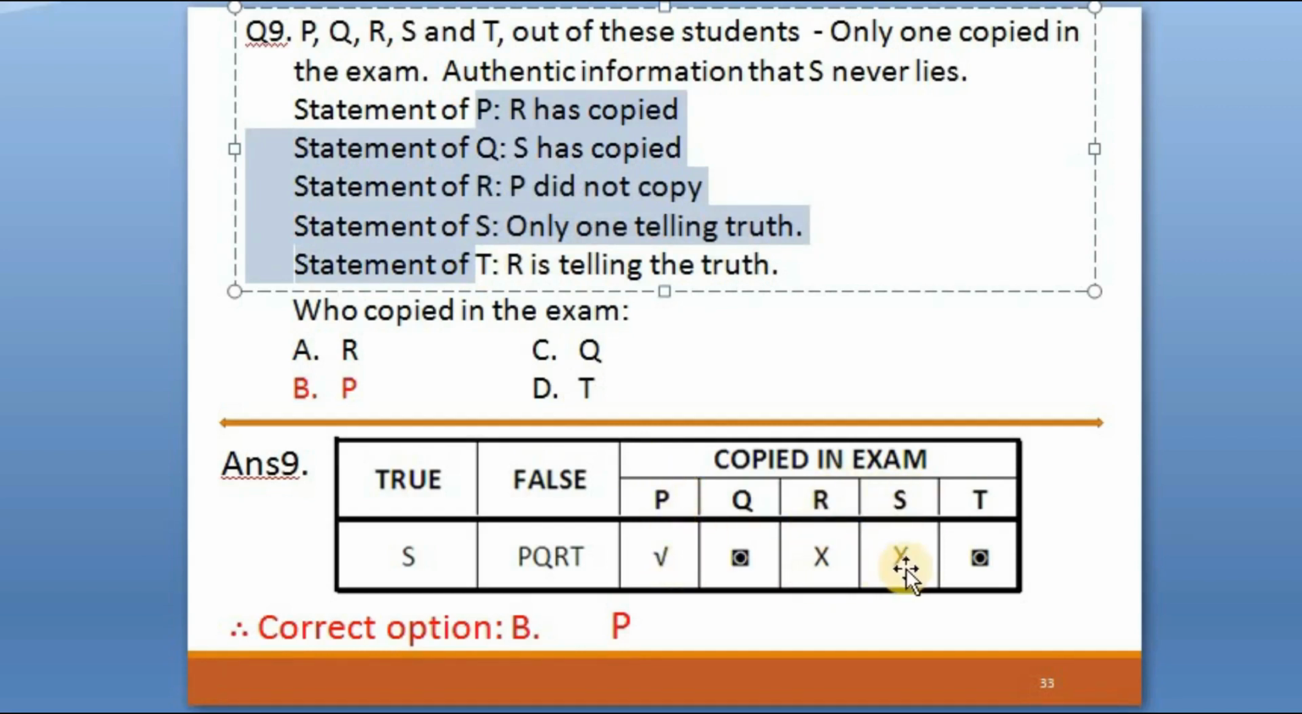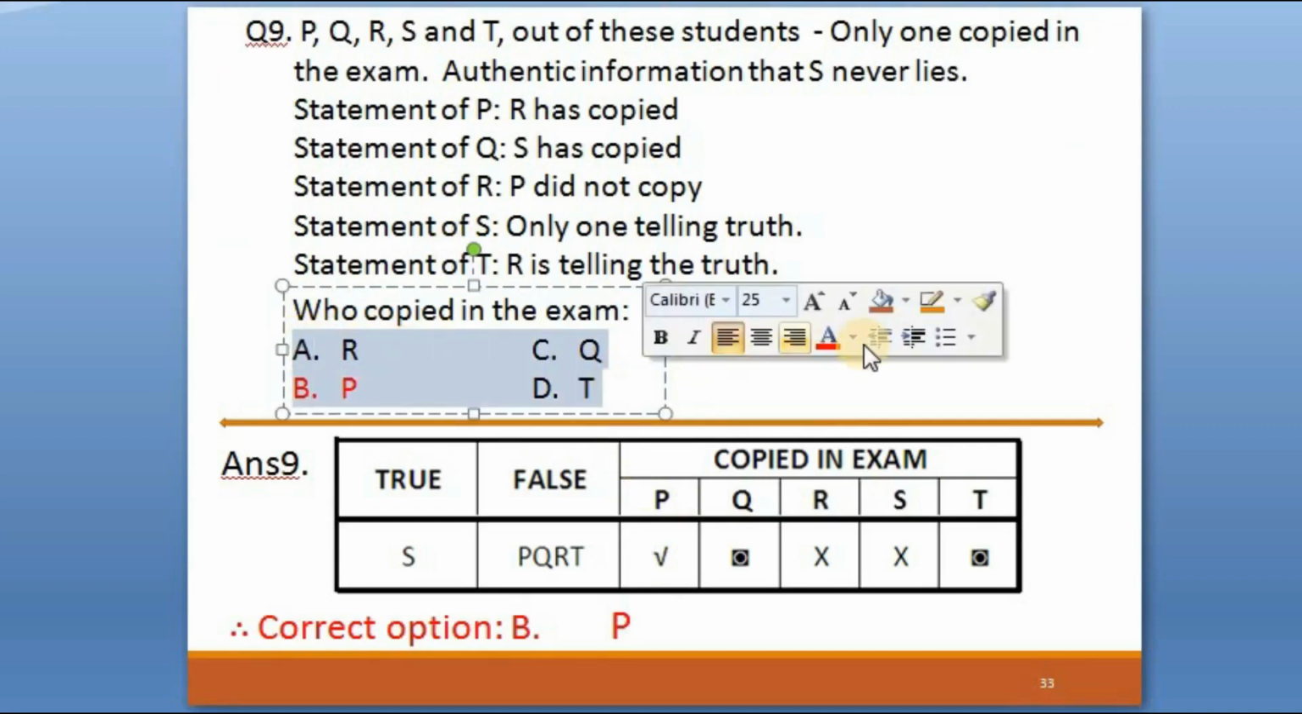And since no one has given clue about Q and T, so there is ambiguity about Q and T. But one thing is sure that, as per these given conditions, P is the suspect who has copied. So out of these 4 options, second, B, that is P is the person who has copied, right? So B is the right answer.